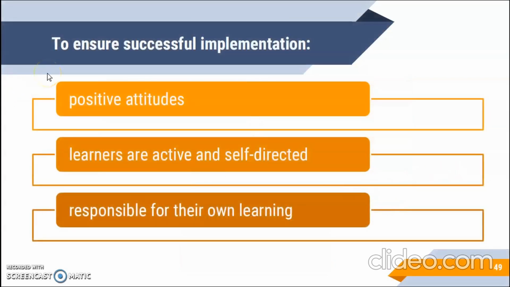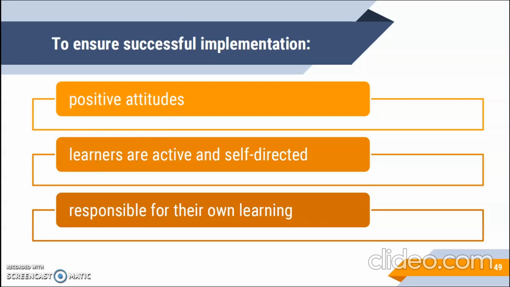Next is on how to ensure successful implementation. First, the learners must have positive attitudes. In learning, having positive attitudes is important, whereby it encourages the learners to be aware of the learning strategies that are used in the learning process. By having a positive attitude towards learning, learners also will become more responsible and willing to put a lot of effort during the learning process. Next one, learners are active and self-directed.